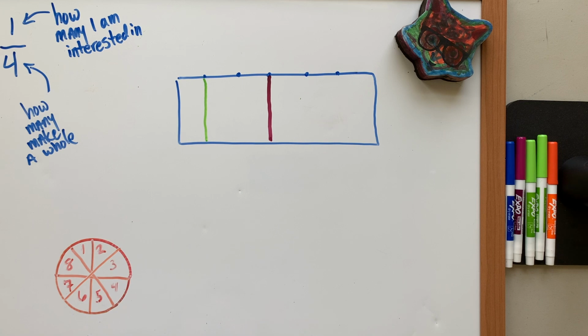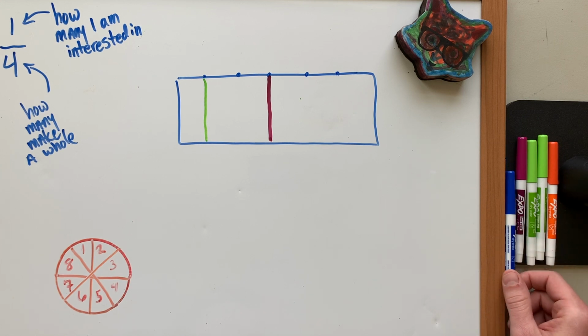Today we are going to answer the question, how do I add and subtract fractions with a common denominator? Before we talk about how to add fractions that have a common denominator, let's do a quick review on the parts of a fraction. Up here I have a fraction 1/4.